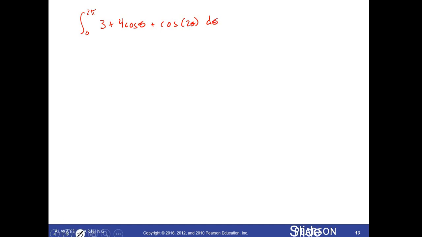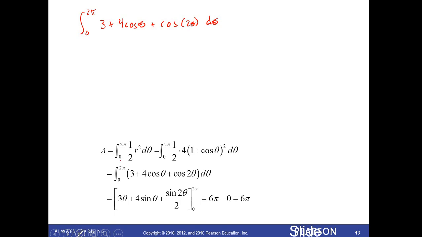All right, the book did not show a lot of the in-between work, but it did finish this off for us. So this is where we are right here. Taking the antiderivative from 0 to 2 pi, we get 6 pi minus 0, which is 6 pi. So that's the area, or doing integrals with polar coordinates.